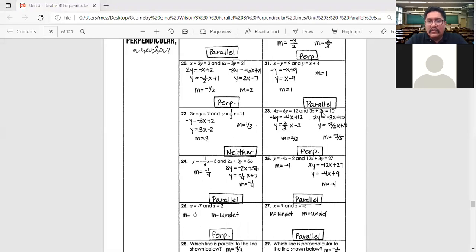Okay, so with 20 and 21, it looks like they're not in slope-intercept form. So we're gonna have to change it into slope-intercept form, and remember, we're gonna have to do a little bit of algebra. So minus x from both sides, minus x here, minus x there. It doesn't show the work, but you can tell that if x is subtracted from both sides, then we're gonna get -x here. Divide everything by 2. So everything got divided by 2. Now we have the slope-intercept form.